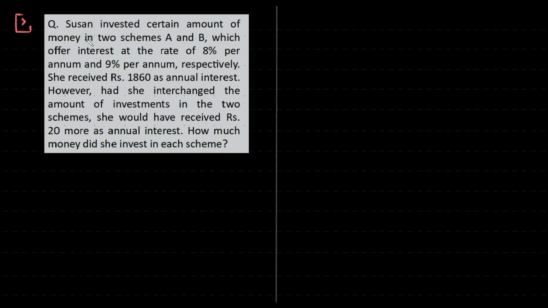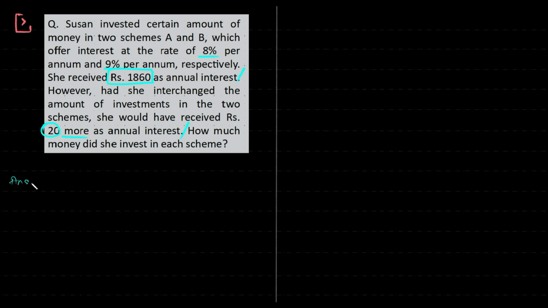Susan invests a certain amount of money in two schemes A and B, which offer interest at a rate of 8% and 9% annually, respectively. Then they're talking about she receives rupees 1860 as an annual interest. However, had she interchanged the amount of investment in the two schemes, she would have received rupees 20 more as an annual interest. How much money did she invest in the schemes?